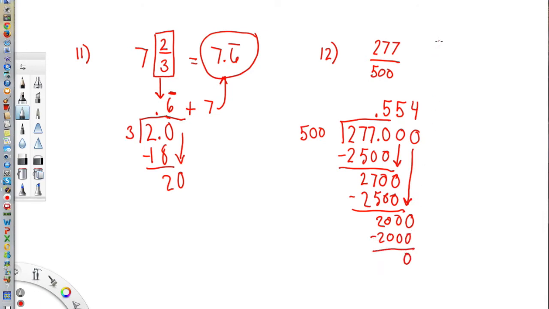And my final answer is equal to 554 thousandths.